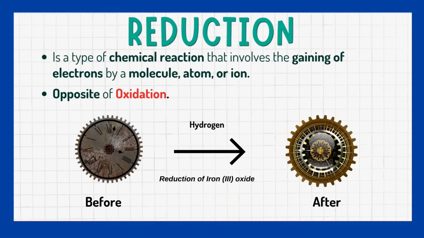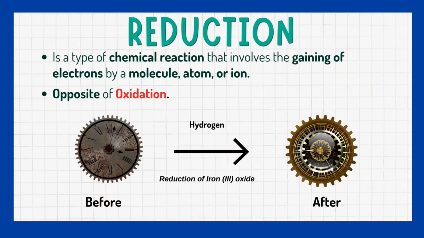Have you ever wondered how rusty clocks can be converted back to their shiny selves? Well, that is due to the reduction reaction. The reduction reaction is a chemical reaction that involves the gaining of electrons by a molecule, atom, or ion. It is the exact opposite of oxidation, which explains why it can reverse the process of rusting.